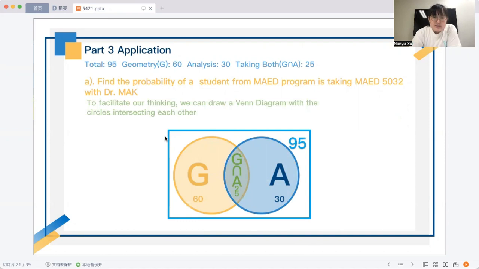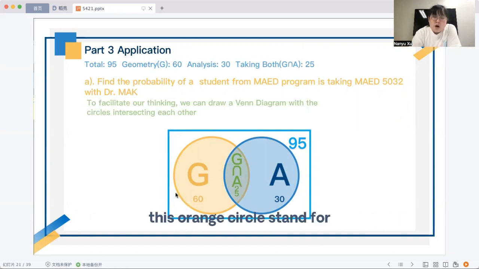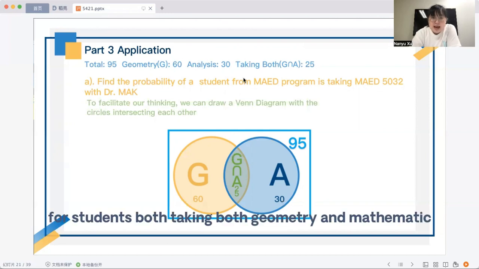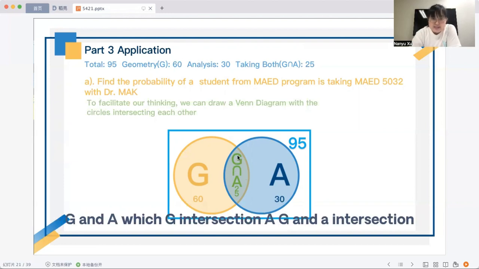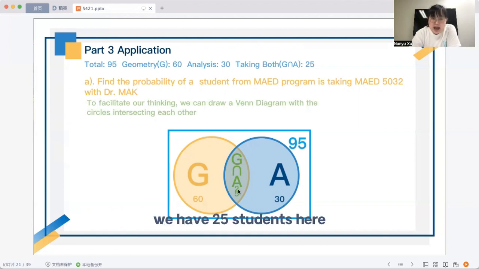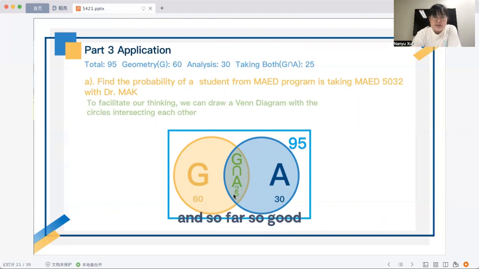Like here, this light blue rectangle stands for the total 95 students in the MED program. This orange circle stands for students who are taking the geometry class. We have 60 students here. And this blue circle stands for the students who are taking the mathematical analysis class, which has 30 students here. For students taking both geometry and mathematical analysis, which is G intersection A, we have 25 students here. That's how we understand this Venn diagram. And so far, so good.